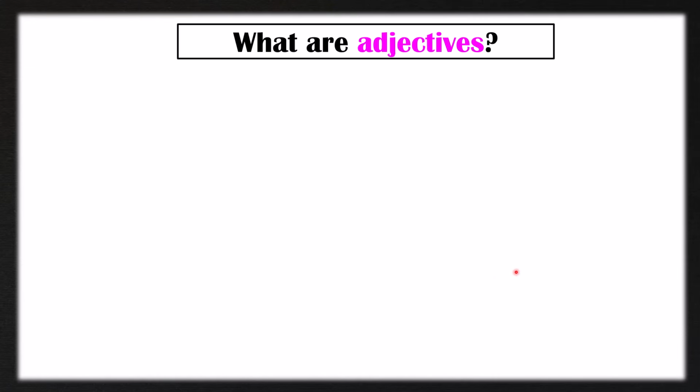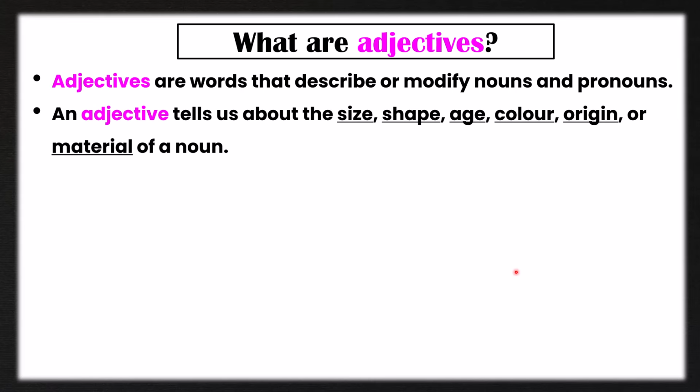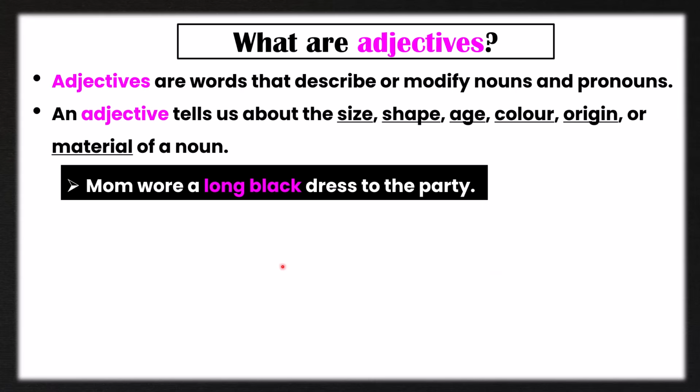Now let's talk about adjectives. And adjectives are often known as describing words. We use them to describe or modify nouns and pronouns. An adjective tells us about the size, shape, age, color, origin, or material of a noun. For example, Mom wore a long black dress to the party. Long is an adjective and black is an adjective, and they are describing her dress.